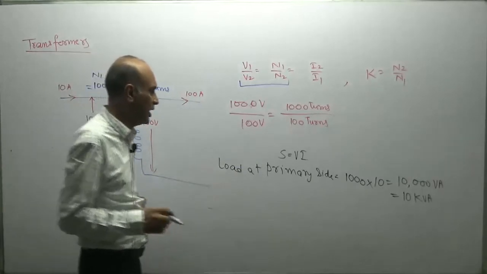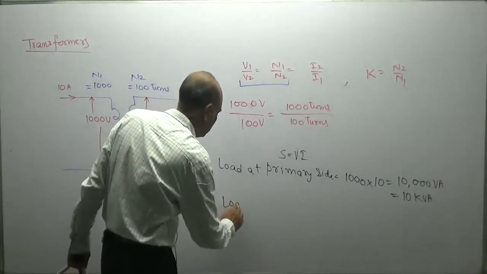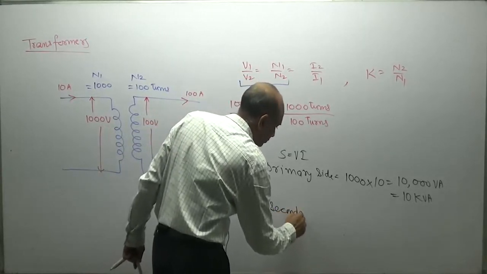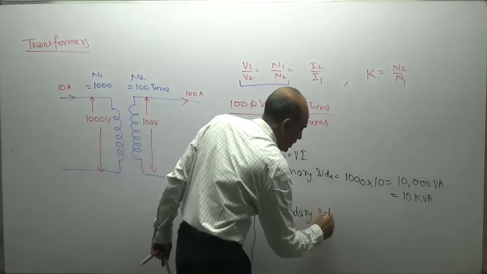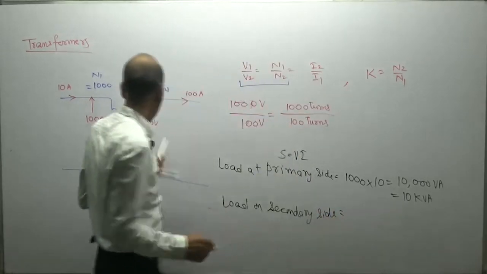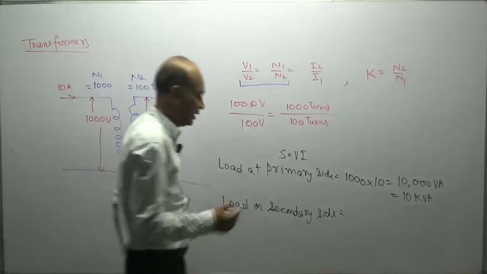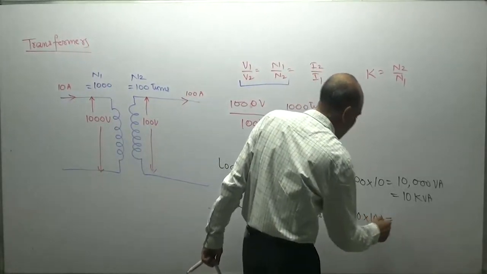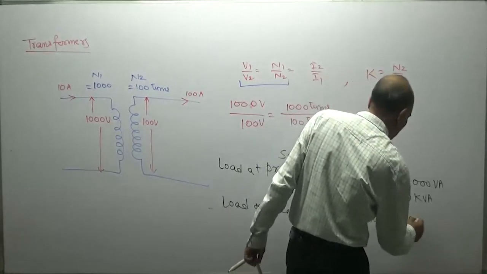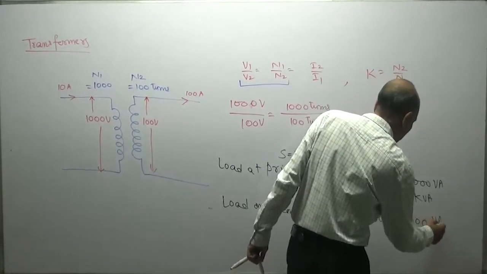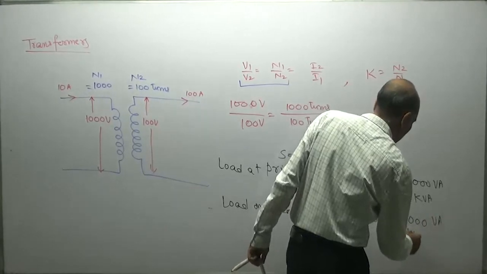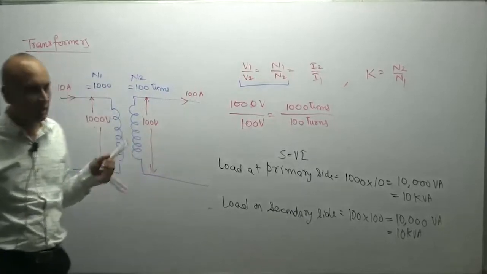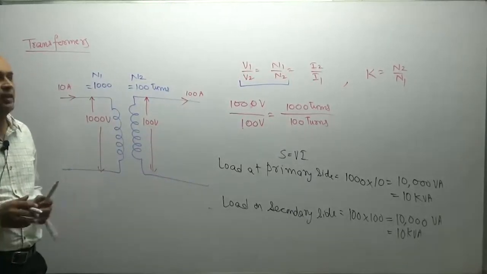Similarly, load on the secondary side is equal to voltage into current, 100 into 100. So it will be 10,000 VA, which is equal to 10 kVA. So in this diagram, we can say the load on the transformer is 10 kVA.